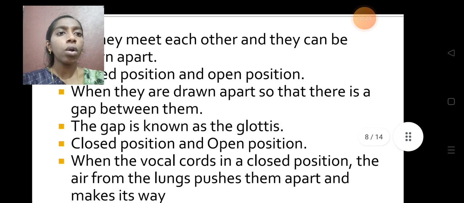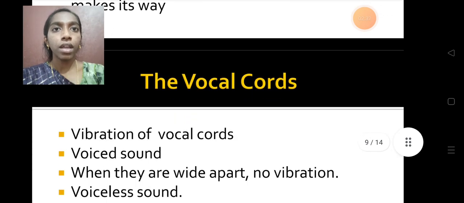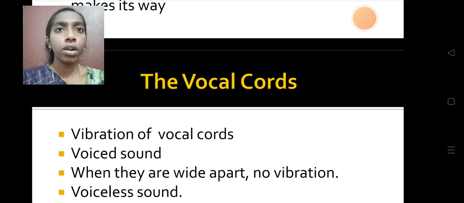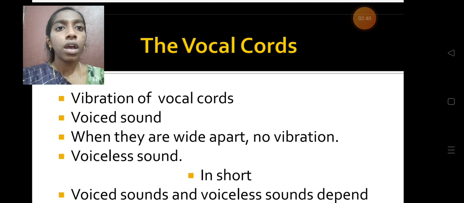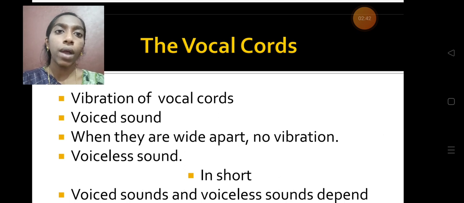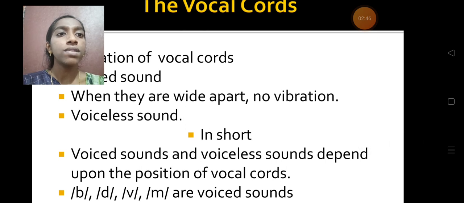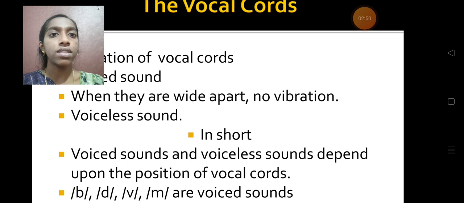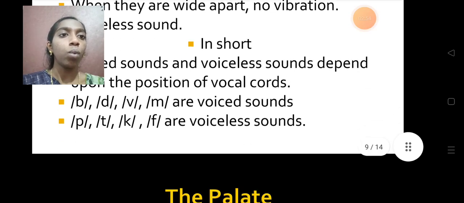In the vocal cords in a closed position, the air from the lungs pushes them apart and makes its way through. Another point for vocal cords is vibration: vibration of vocal cords gives voiced sound; when they are wide apart, no vibration, voiceless sound. Voiced sounds and voiceless sounds depend upon the position of vocal cords. These are voiced sounds and these are voiceless sounds.